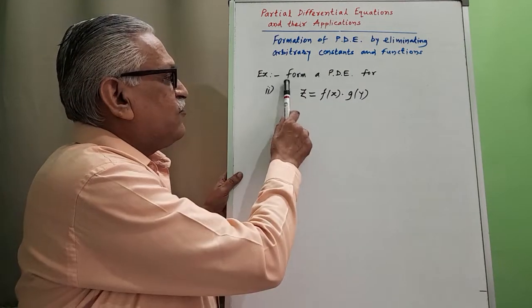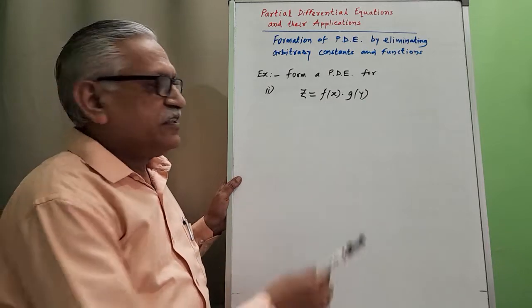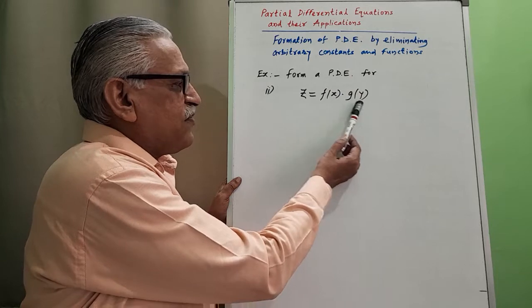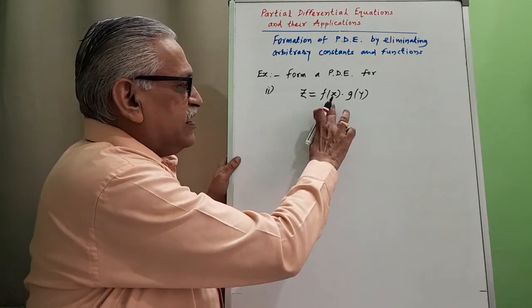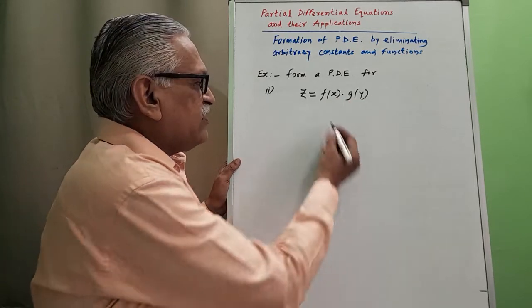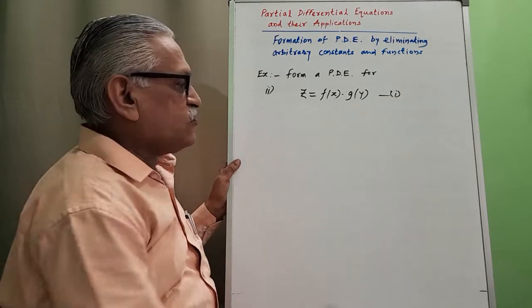Second, form a partial differential equation for the function z is equal to the product of two functions, f of x into g of y. As this z is a function of two independent variables x and y, we can differentiate it with respect to x as well as with respect to y.